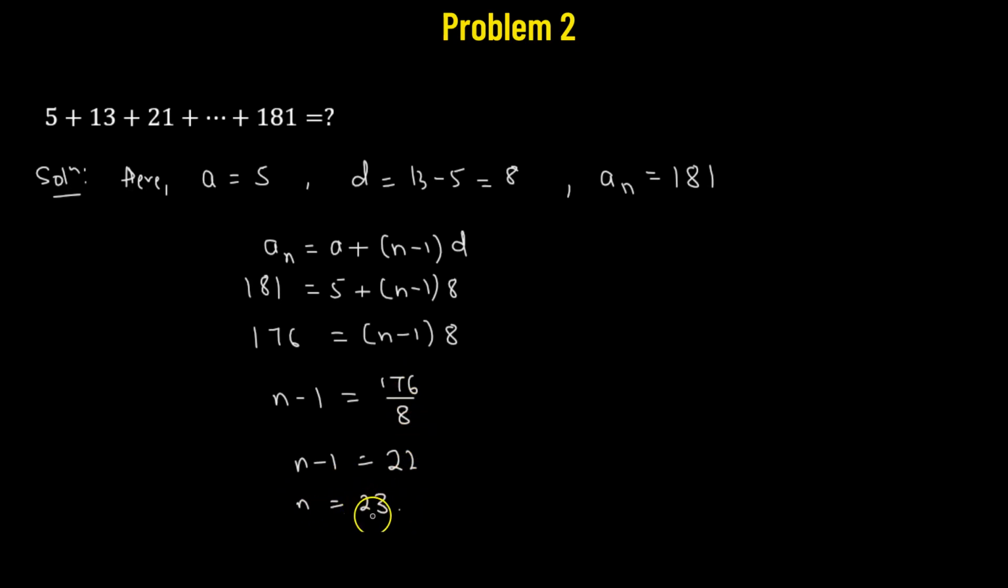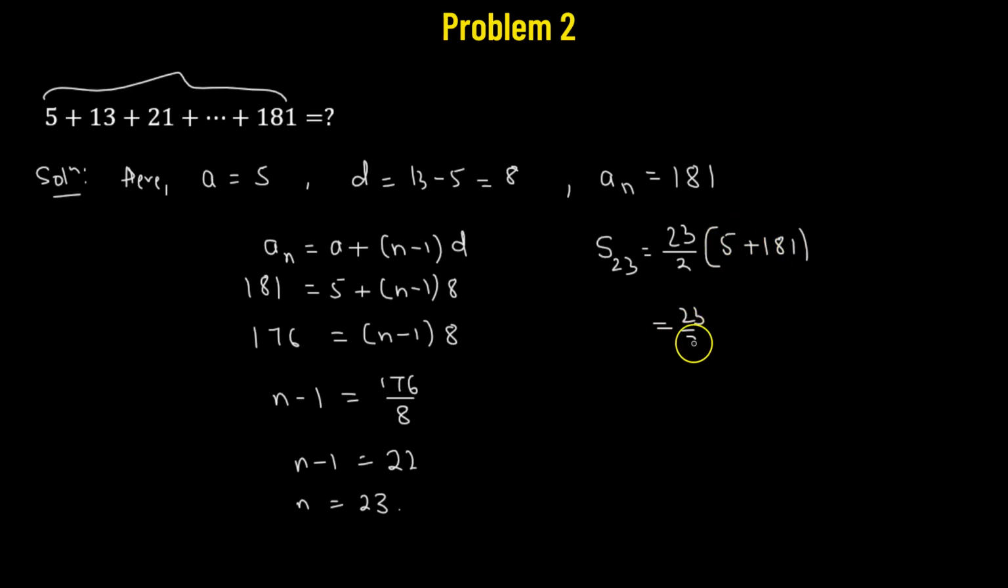Now that we have the value of n, we know that this particular series has 23 terms. So all we have to find out is S23, the sum up to the 23 terms. So this will equal 23 divided by 2, all multiplied by the first term plus the last term, which is 181.